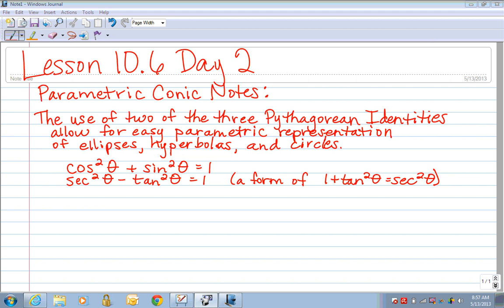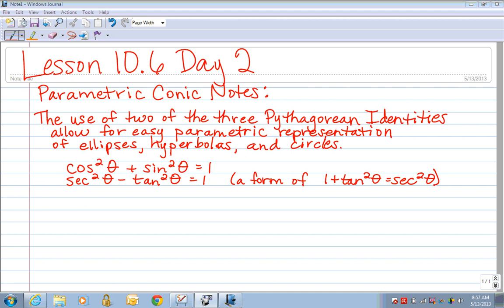Hello, this is lesson 10.6, day 2. We're looking at the parametric conics, specifically ellipses, hyperbolas, and circles. We will be using 2 of the 3 Pythagorean identities, and that allows us to represent these conics, the ellipse, hyperbola, and circle, in the parametric form.